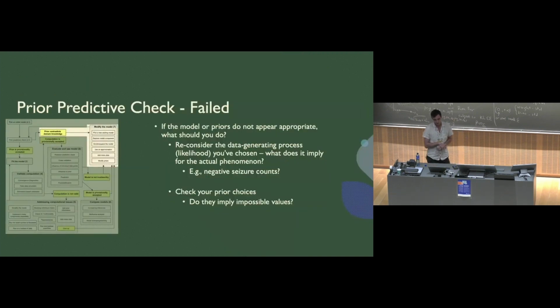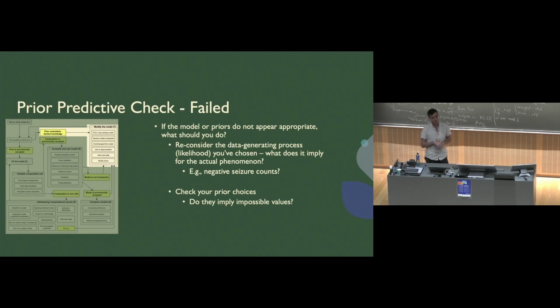So what happens if our prior predictive check is failed and we move into this other step of the workflow? Well, we know it's not appropriate, so what do we do? Well, let's think about the data generating process or the likelihood that we've chosen. In this case, a Gaussian or a normal. Clearly that implies negative counts, so that's not appropriate. So it's about tying your statistical model back to the real life phenomenon that you're modelling, making sure that it's appropriate for what you're working with.